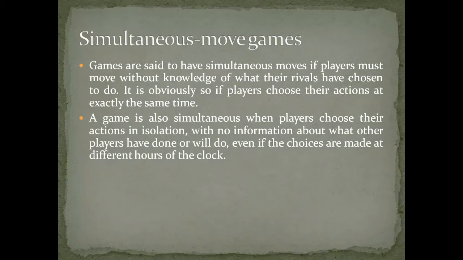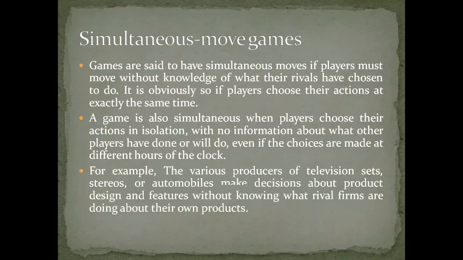Now, a game can be a simultaneous game even when the players choose their actions in isolation, with no information whatsoever about what the other players have done or will do. To give an example, the various producers of, let's say, television sets, or automobiles, or any other product for that matter, make decisions about their product design and features without knowing what rival firms are doing about their own products.